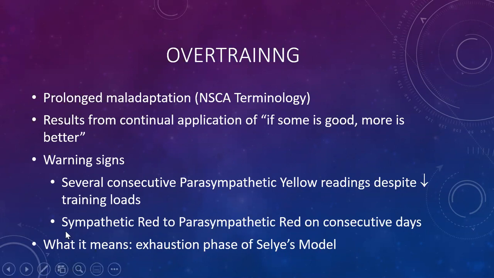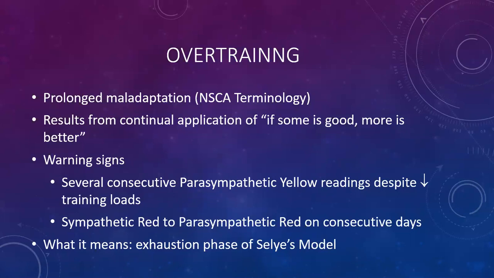So another warning sign is if I get a sympathetic red on one day, and then the next day I go bam, right into parasympathetic red, then I know I have problems. My body was in a deep, deep, deep fight or flight phase here. We did a workout on Monday. Tuesday, my body is in a deep fight or flight phase, trying to resist, trying to overcome the effects, the residual effects of the workout we did on Monday.